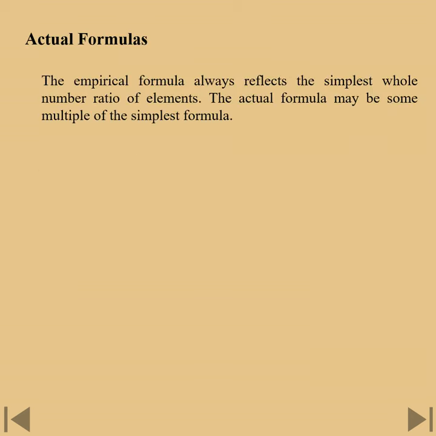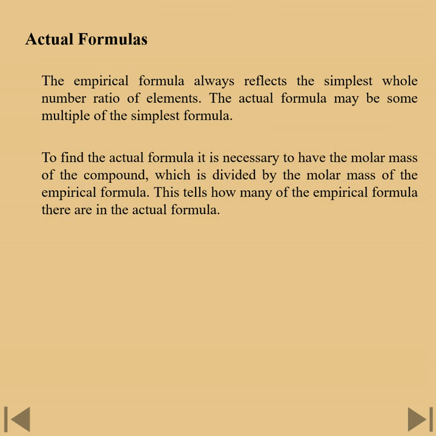Okay, actual formulas are either the same as the empirical formula or some multiple. I gave the example earlier with hydrogen peroxide, and actually I think we're going to start with that example. Now, to determine what the actual formula is, we need to be given the molar mass of the actual formula, and then we would divide this by the molar mass of the empirical formula, and this would tell us how many times the empirical formula went into the actual formula.